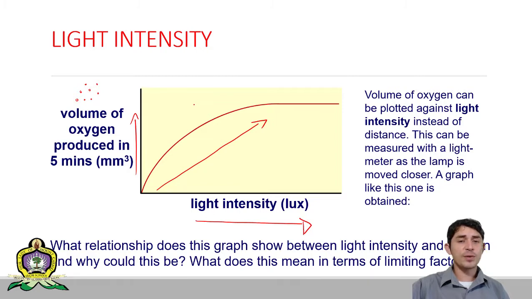What is the relationship? It's a positive relationship. What does this tell us about the limiting factors? It tells us that if you remove light, or if light is less intense, therefore you will have less rate of photosynthesis from the plant.